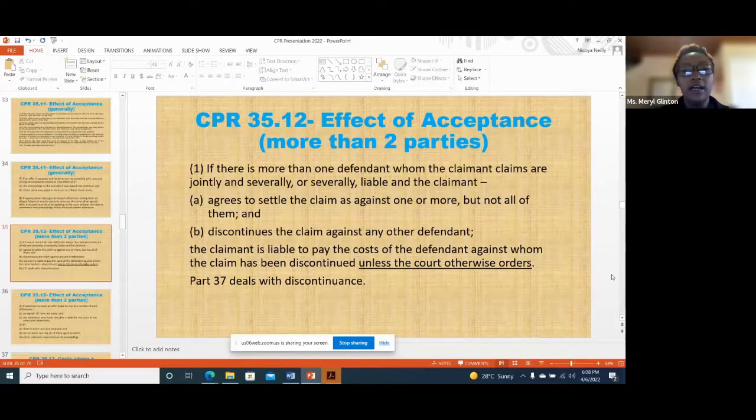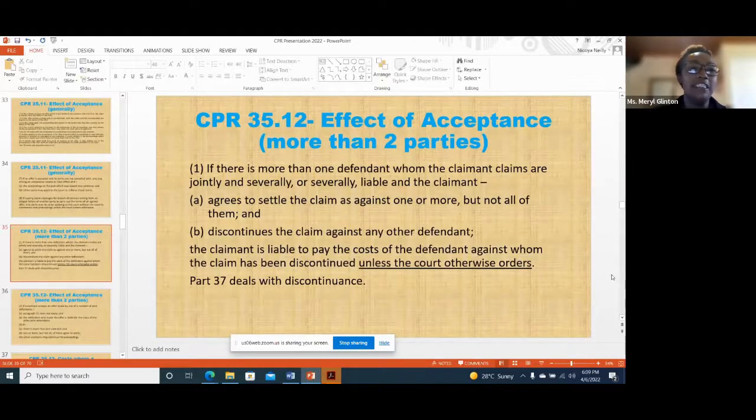So where there is more than one defendant, and those defendants are either jointly or severally liable, or jointly and severally liable, or simply severally liable, in circumstances where a claimant accepts an offer from one of those defendants, and then chooses to discontinue the claim against any other defendant, then the claimant is going to be generally liable for the costs of the defendants against whom they have discontinued their claim.